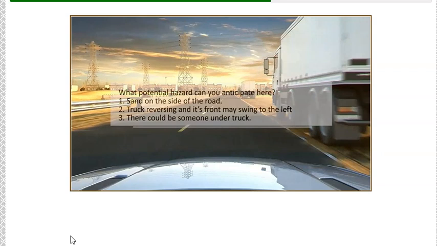What potential hazard can you anticipate here? Sand on the side of the road. Truck reversing and its front may swing to the left. There could be someone under a truck.